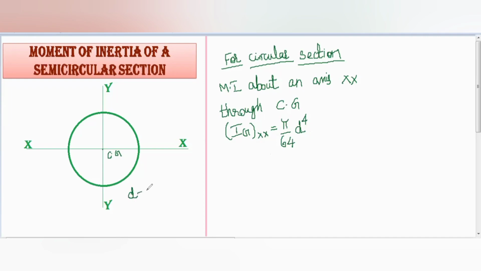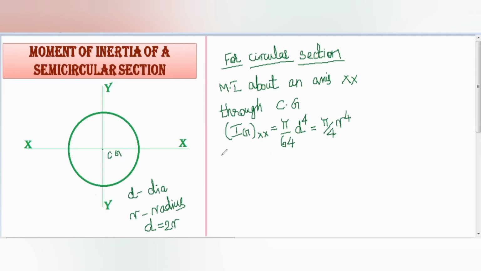where d is the diameter. Okay, d is the diameter of the circle and r is the radius of the circle. So here you can see, if you substitute the diameter equal to 2 times the radius, the same formula we can write as pi by 4 r power 4. Okay, any one of the formula we can use.